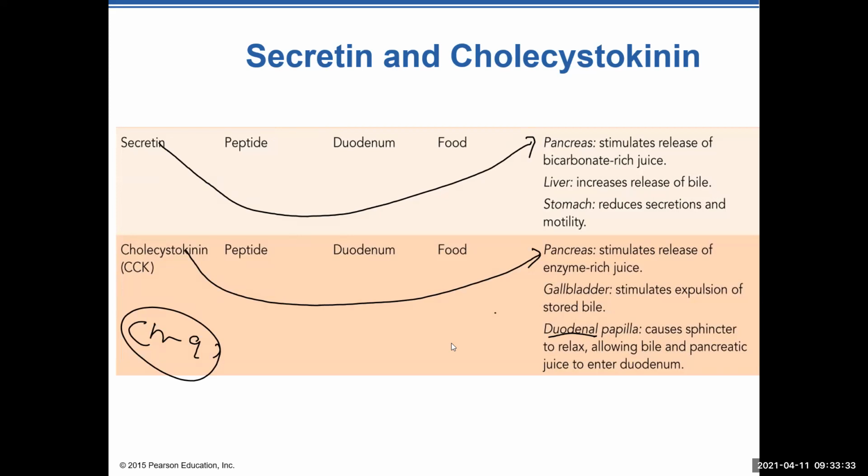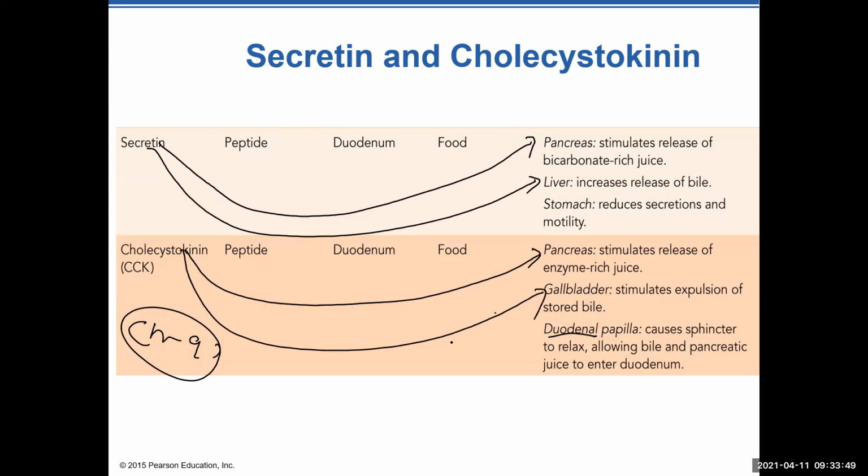Then secretin, look at this. Secretin has a function on the liver as well. The same chapter number 9. Remember I told you? It causes the liver to produce more and more bile. And cholecystokinin does what? Contracts the gallbladder so that the bile is released. It also relaxes the duodenal papilla. Remember the hole I showed you? The papilla hole through which the juices come out. It relaxes that so that the juice can easily come out.